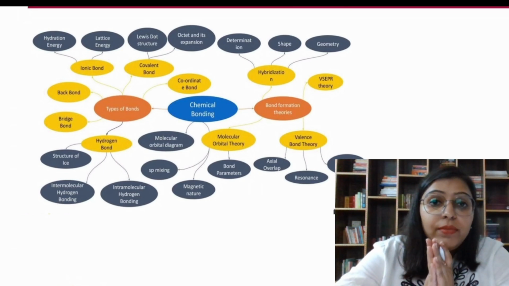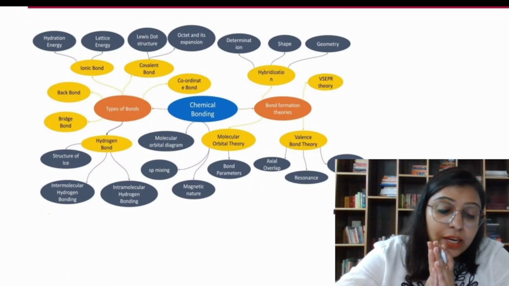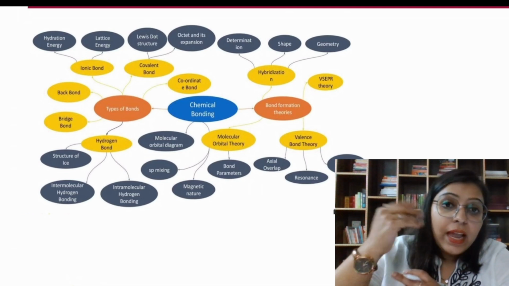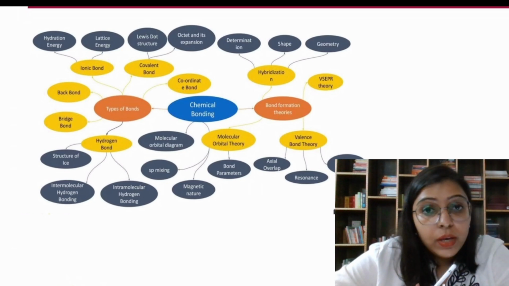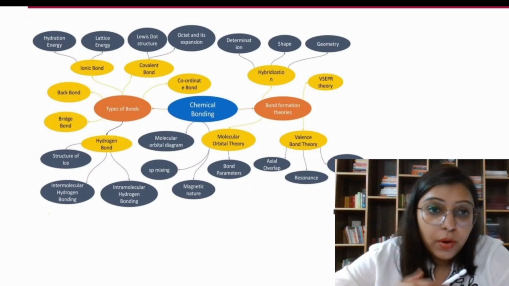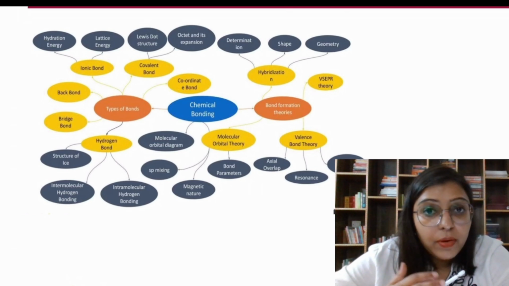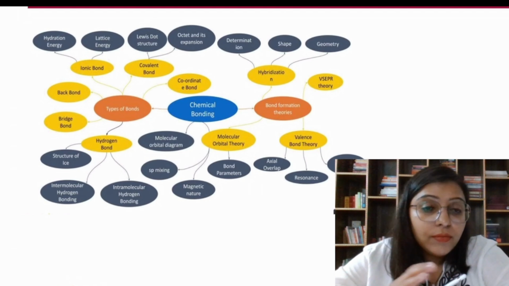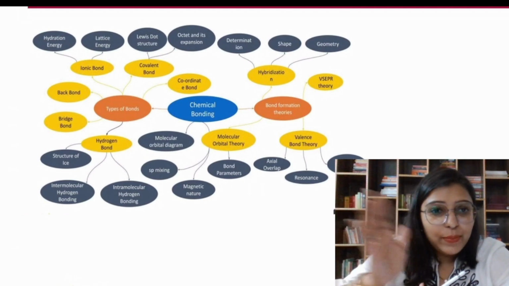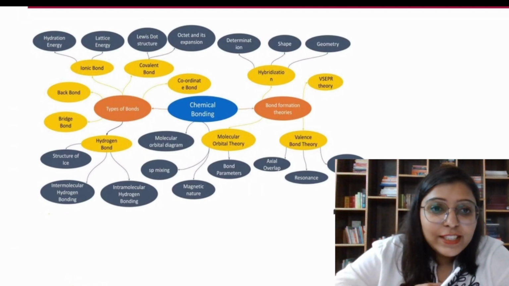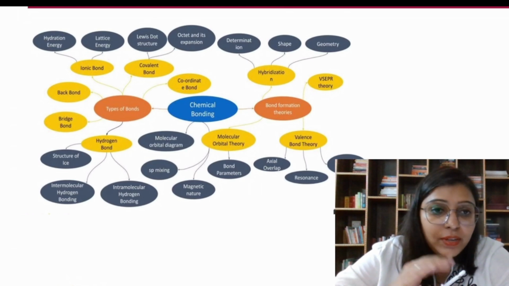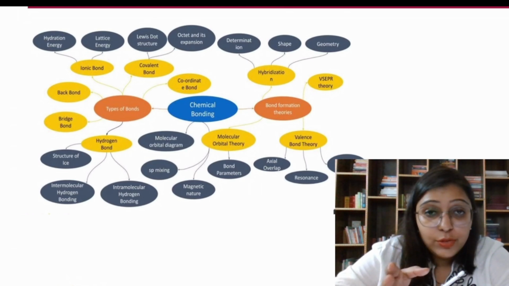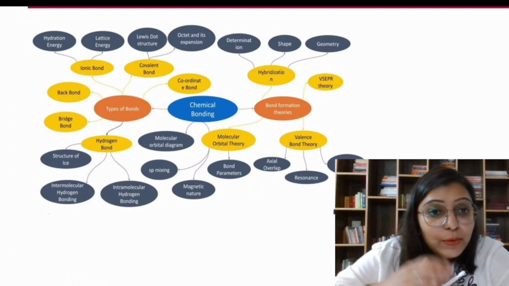Now, then we have the VSEPR theory, that is valence shell electron pair repulsion theory. In VSEPR theory, we can find out the shape of the molecule. What is the shape of the molecule? And if I want to find out the geometry of the molecule, then we can go to hybridization. Hybridization is a hypothetical concept, or we can say it's a mathematical concept. So from the hybridization part, we can predict geometry, right? And how to calculate hybridization?